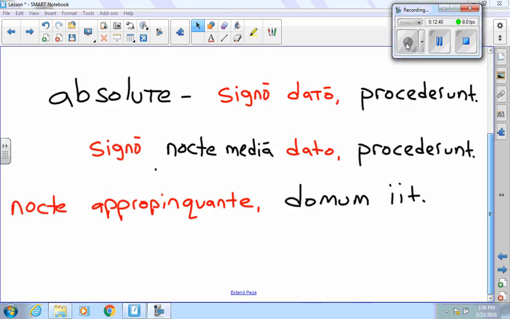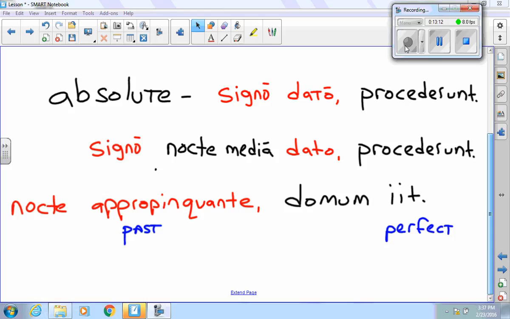Also, it's important to remember that the present tense, like in this case, propinquante, if I don't translate it literally, the night approaching, then I need to make sure that the tense that I use is the same as the main verb. In this case, iit is perfect tense. So I need to translate propinquante in the past tense. Either the imperfect or the perfect will work, but I need to make sure that it happens at the same time. I would translate this as: night was approaching, he went home. That's how I would translate that.